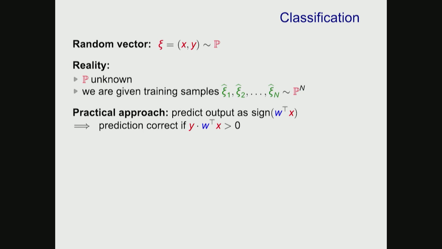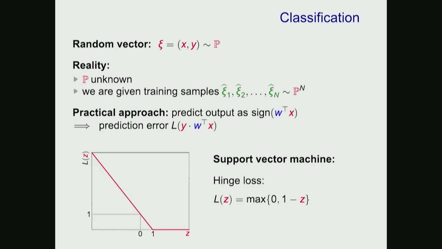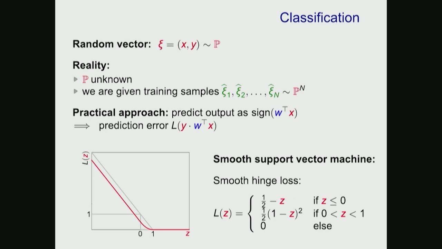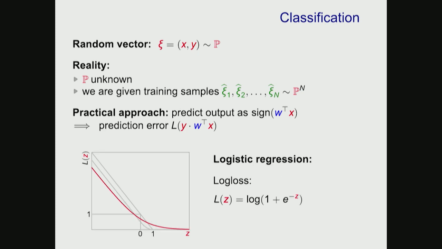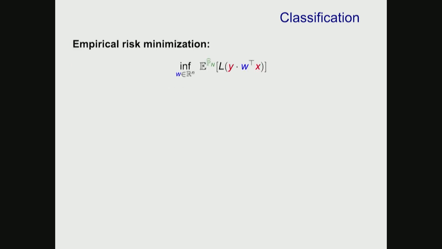The prediction is correct if W transpose X has the same sign as Y, or if Y times W transpose X is positive. So we can measure the prediction error by a loss function that is small if the prediction is correct, so if this product is positive, and that is high if the prediction is wrong, so if this product is negative. Popular examples include the hinge loss from support vector machines, the smooth hinge loss that irons out the kink at 1, or the log loss, which is used in logistic regression.